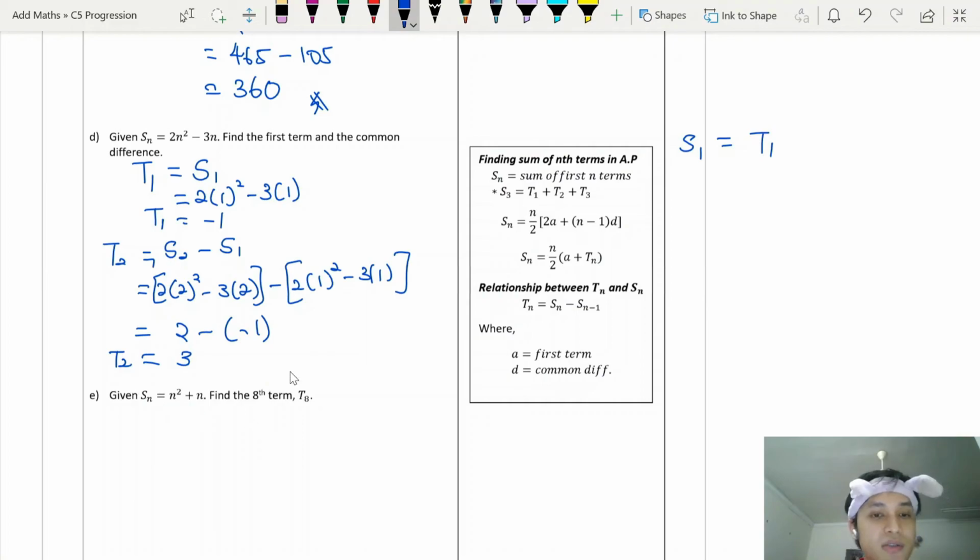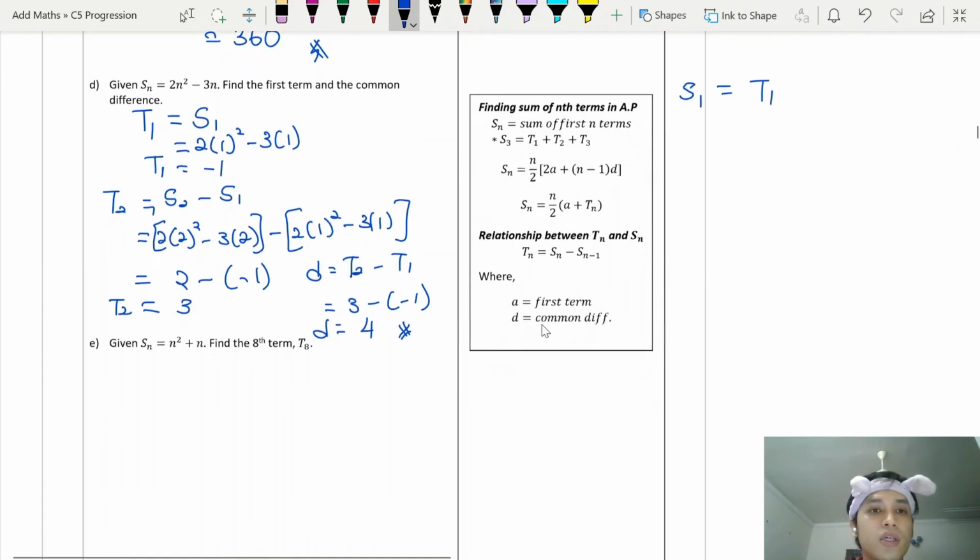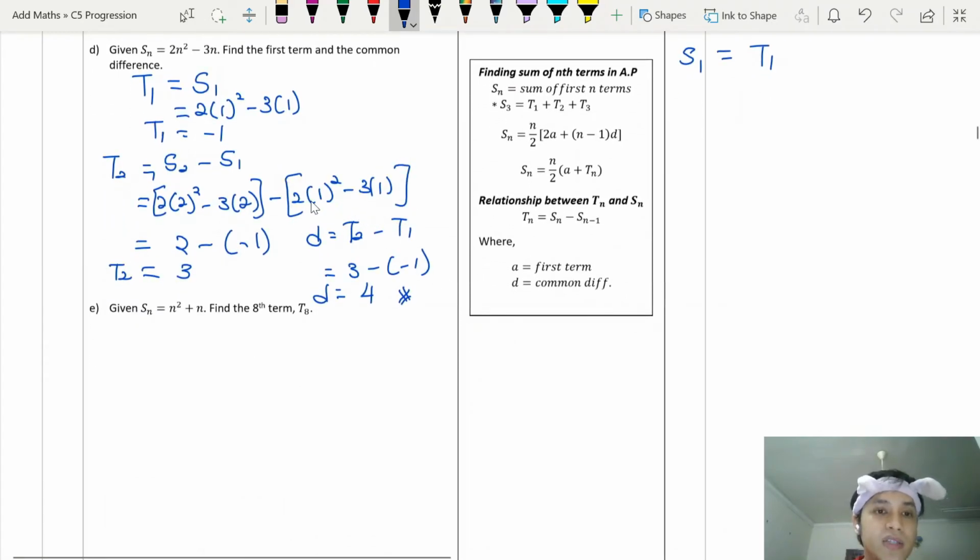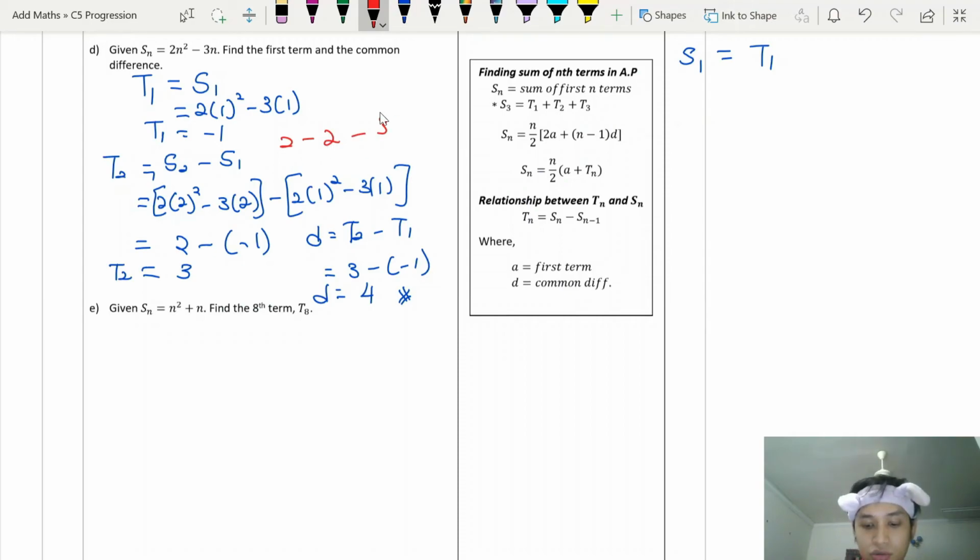Now you know that your second term is 3. So your common difference is T2 minus T1, so 3 minus the first term. Your common difference is 4. To be safe, you just put the bracket. If not, let me try and calculate and see what happens. Without the bracket, it is 2 minus 2 minus 3, and if you punch your calculator it will become negative 3. So it will be a different value. That is what I meant by putting the bracket here. You calculate the one in the big bracket first, then only you minus. If not, there's a chance that your sign will be wrong.